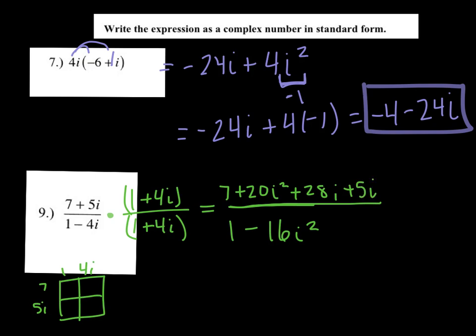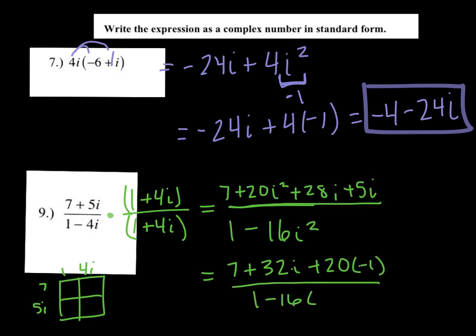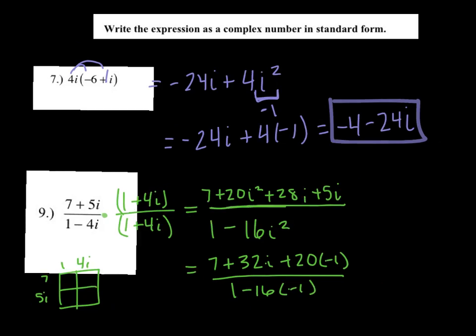So on the top, I'm going to combine my like terms. I'm going to make this 7 plus 32i, and I'm going to replace that i squared with -1. Same thing on the bottom. I'm going to make this 1 minus 16 times -1. So on the top, this will really become -20. So -20 plus 7 becomes -13.